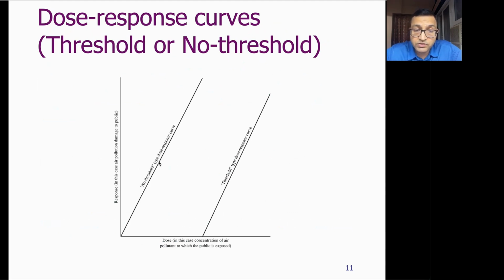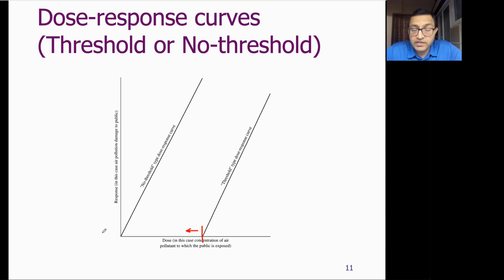And so the no threshold dose response would be like this first one here. This is no threshold, that is, any dose will cause some harm. So there is no threshold. You have to bring it down as much as possible. Any existence of that particular pollutant would cause damage. Now this one here is a threshold type dose response, meaning below this dose, the response is zero, meaning there is no impact, there's no damage.